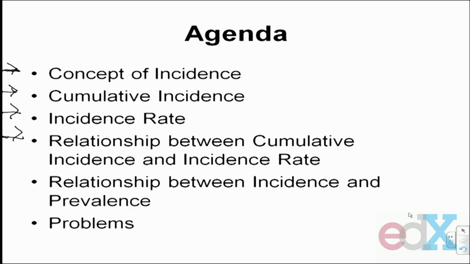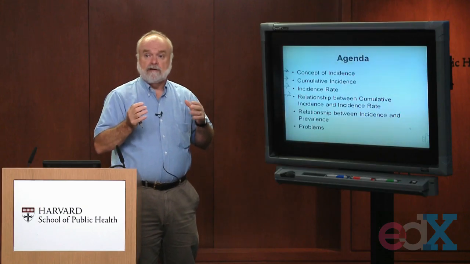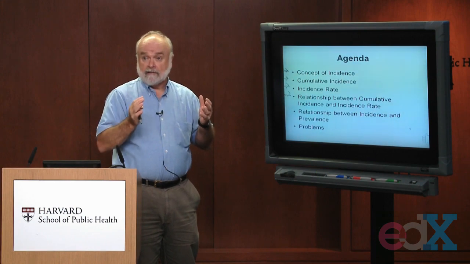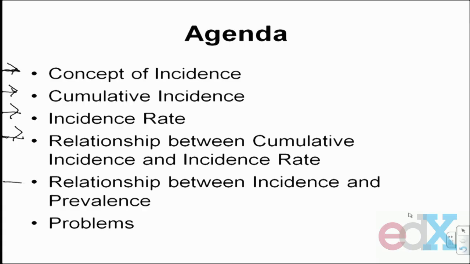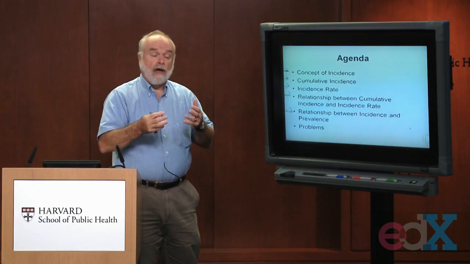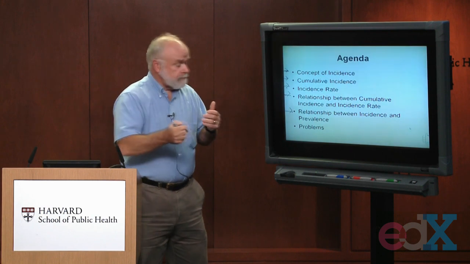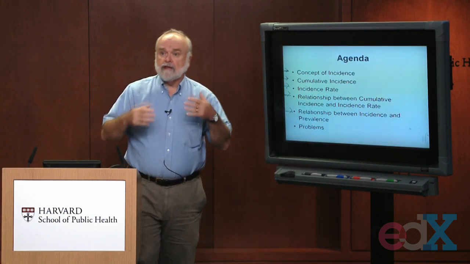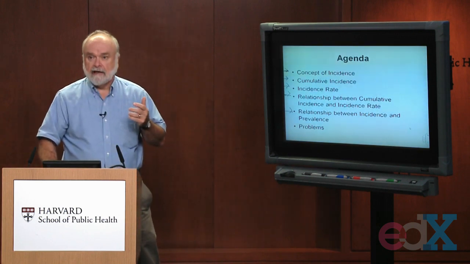And then I'm going to try to tie this sequence of lectures into what we talked about last time. Last time we talked about prevalence. So I want to talk about the relationship between incidence and prevalence. And then finally, I have a few problem sets that I'd like you to work with using the Framingham data set. So that's the roadmap. That's where we're going. But to begin, let's review what we talked about last time.